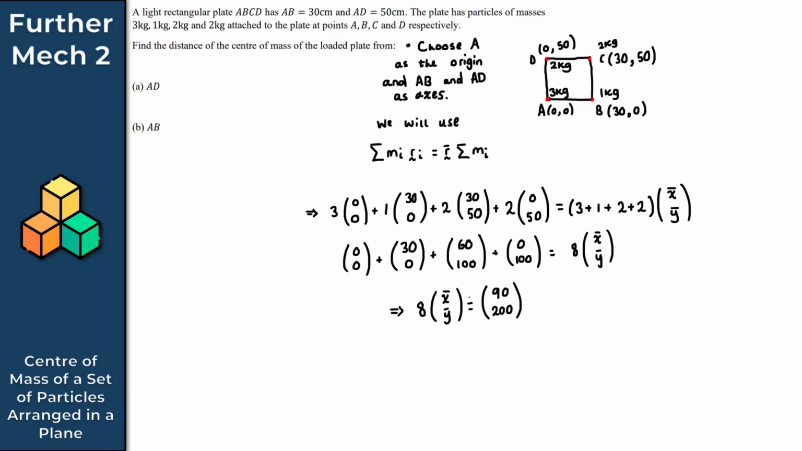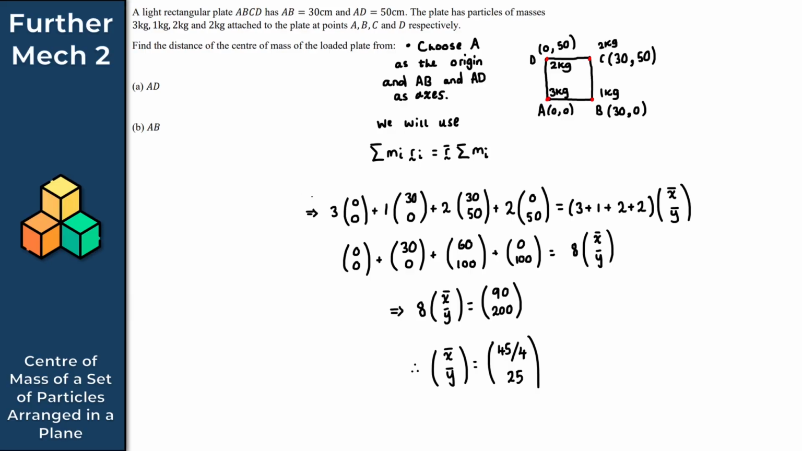And then finally, we want x bar and y bar here. We just divide by 8 on both sides here. And therefore then, (x bar, y bar) is equal to, so 90 over 8 is the same as 45 over 4. We get 45 over 4, and then 200 over 8 is the same as 100 over 4, which is just simply 25. And there we go then. So we're pretty much done here.